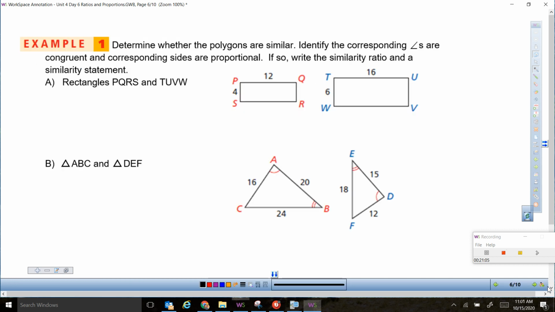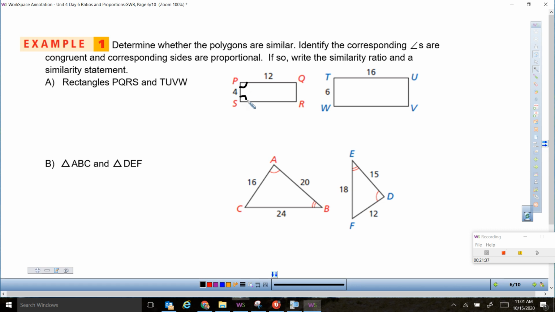Okay, so they told us that we have to identify corresponding angles are congruent. So let's start with that. So problem A, we are given rectangles PQRS and rectangles PUVW. So the first thing we have to do is identify the angles. Well, what are the angles? What are all 4 angles in a rectangle called? Right angles. So all of these are how many degrees? 90. So let's mark them up.